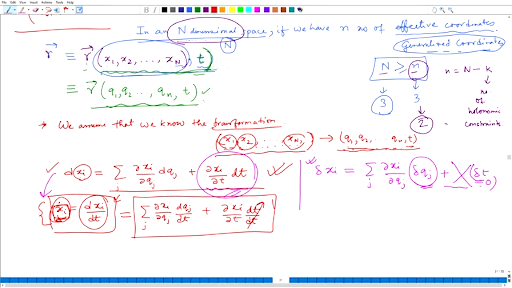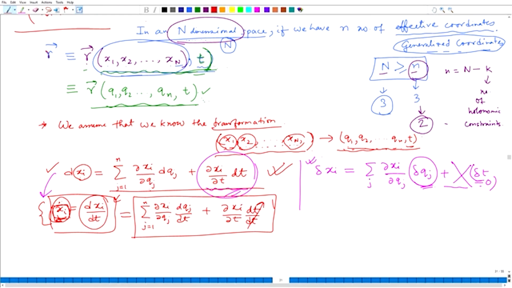Now, let me ask you a simple question, what is the j? So, the sum is done over what? The sum is done over the number of generalized coordinates. So, j will be running from 1 to small n and not 1 to capital N necessarily. Only when small n and capital N are the same, of course, you can write it so, otherwise not. So, you have this expression.